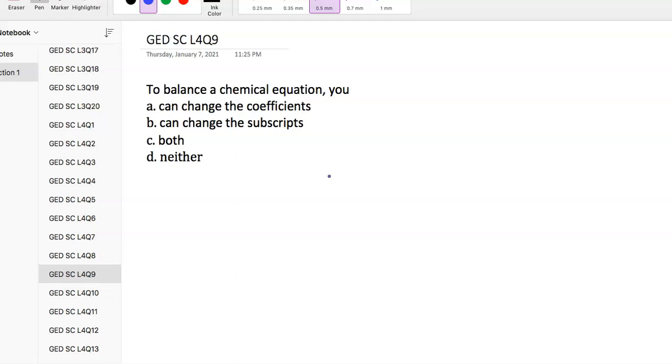Okay, so then we move on to balancing chemical equations. Okay, so which of these can you do? To balance a chemical equation, can you change the coefficients? Can you change the subscripts? Can you do both? Can you not do any of this stuff? And the answer is coefficients.